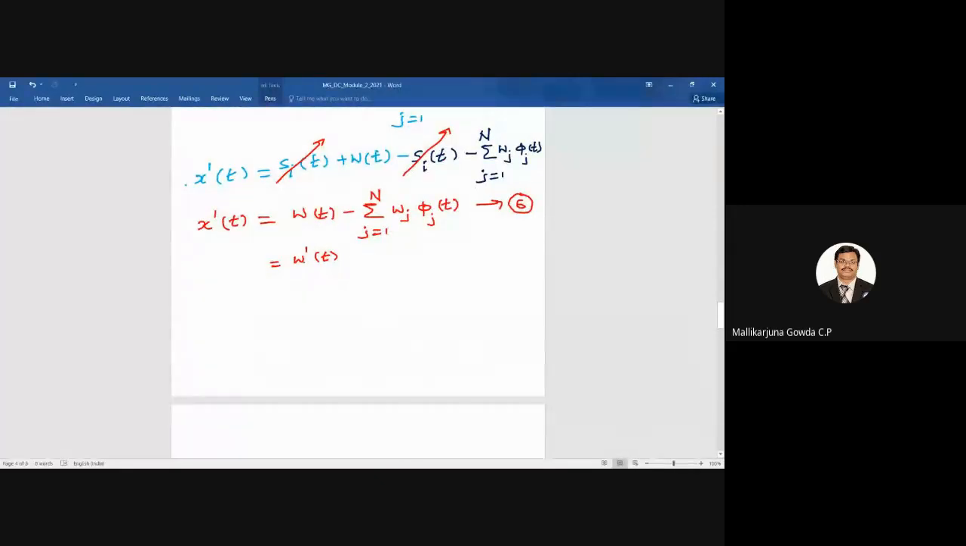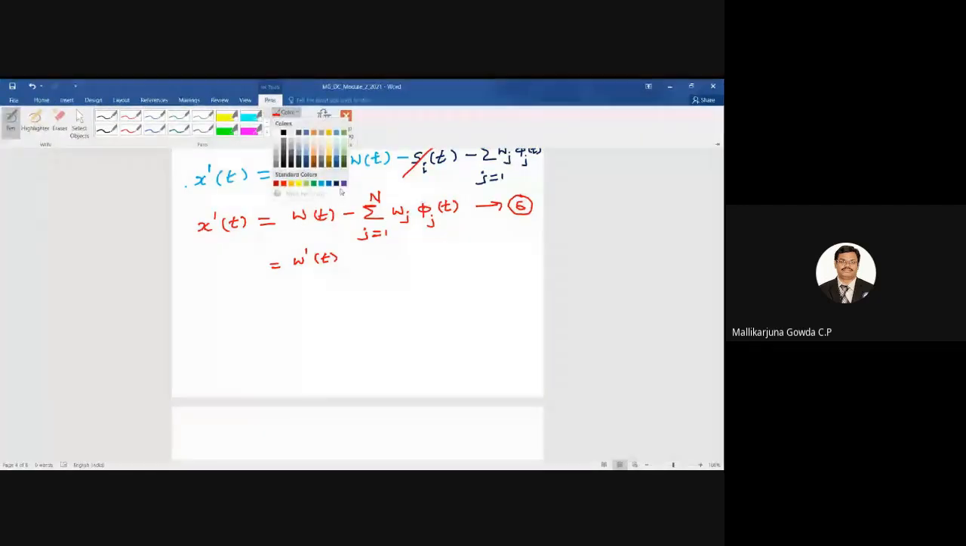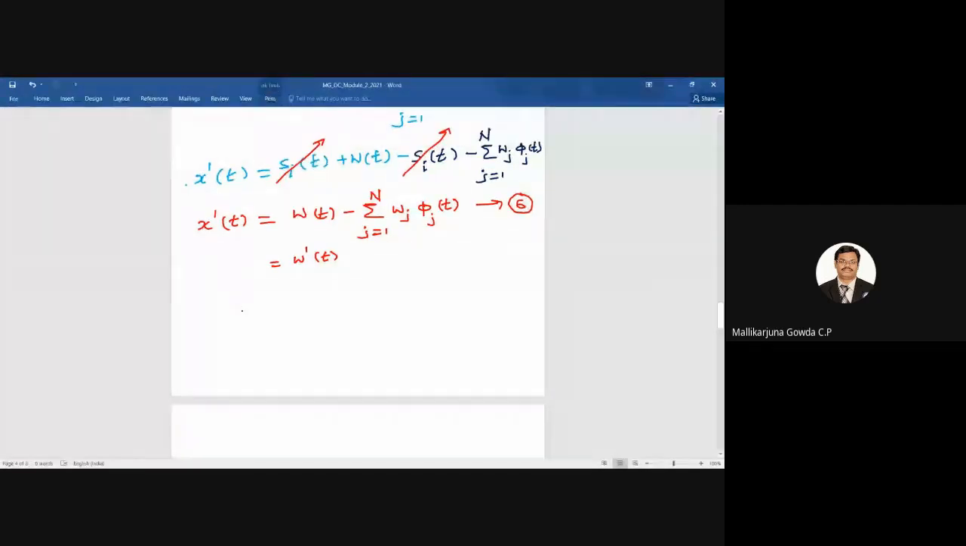So what do you understand from this? Any one of you can say what is your understanding from this x dash of t? I said x dash of t is equal to w of t minus summation j is 1 to n pi j wj of t, which I can denote as w dash of t. What is your understanding from this equation? Yes, any one of you can say quickly. Nothing is understood.